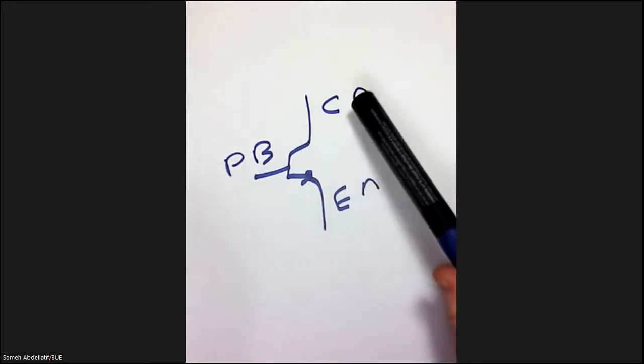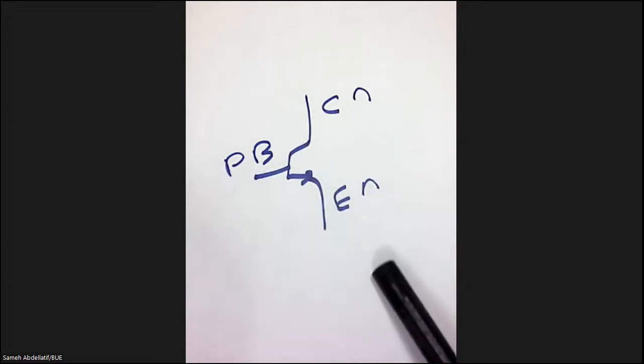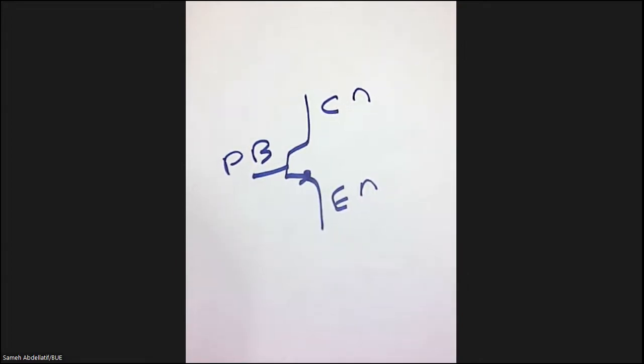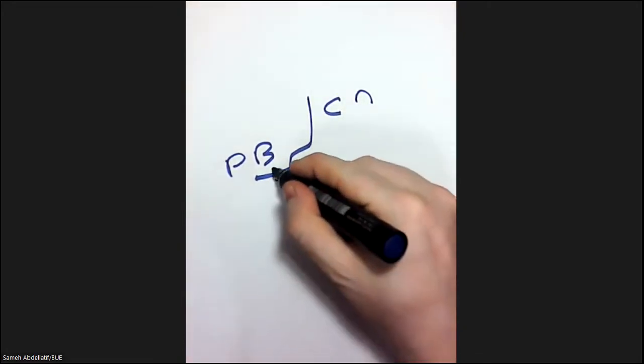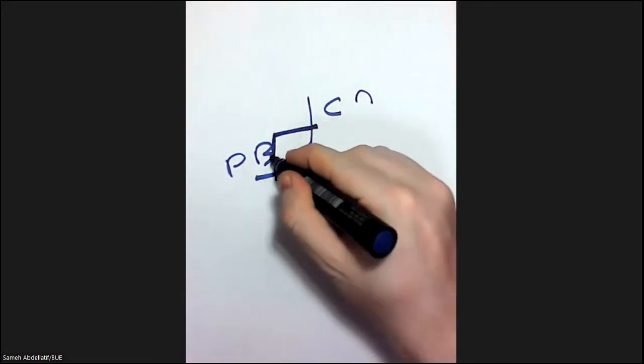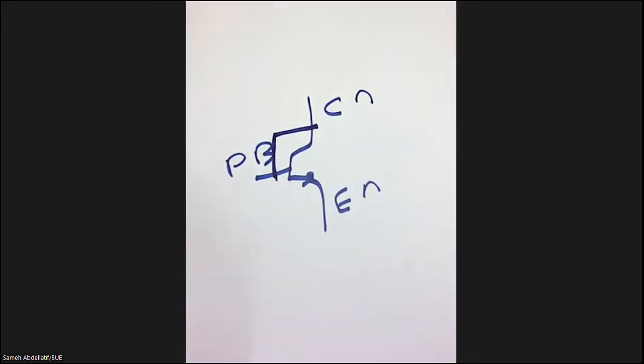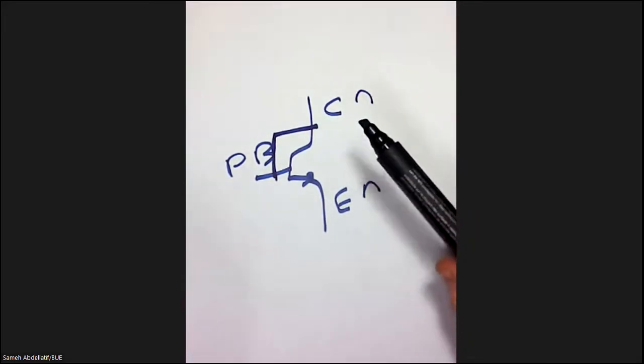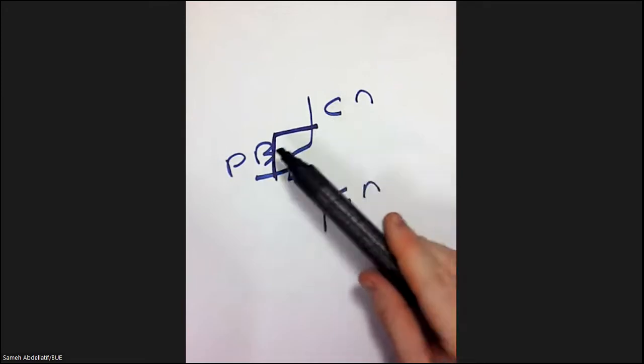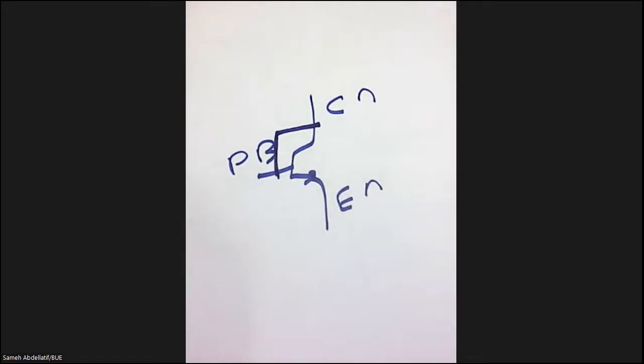The base-collector is a PN junction and the base-emitter is another PN junction. What if we short circuit one of these two junctions by connecting the collector to the base? So simply, this PN junction is now short circuited. We basically know from our circuit classes that whenever you make a short circuit, you bypass anything in parallel.